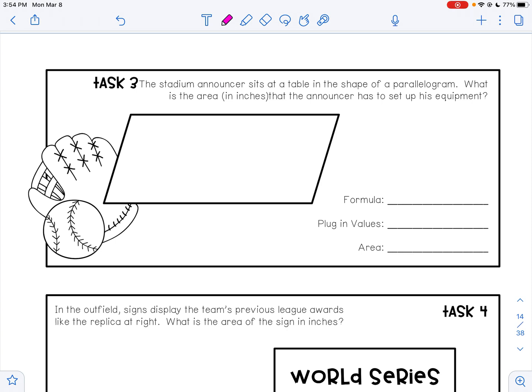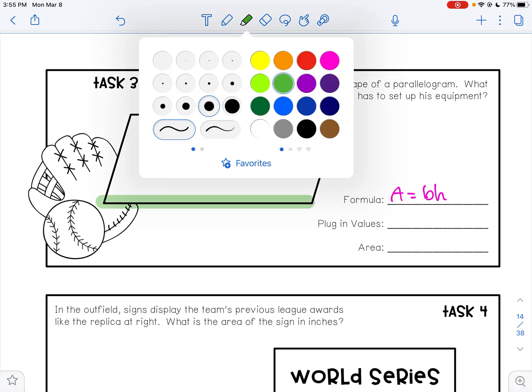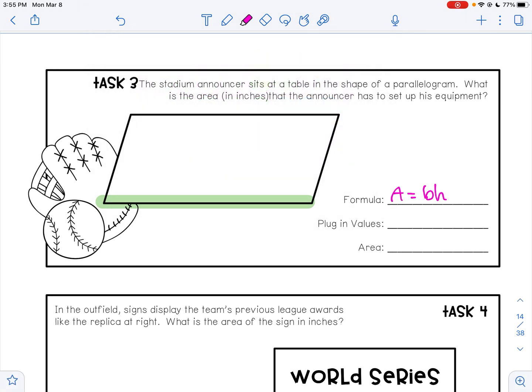So remember, the formula of a parallelogram is area equals base times height. So I know in my measurements, I need to measure the base and I need to measure the height. So let's go ahead and do that. I want you to measure the base, and I would also like you to measure the height. Remember, the height makes a 90-degree angle with the base. So go ahead and pause and do that, and then come on back and check your answers.